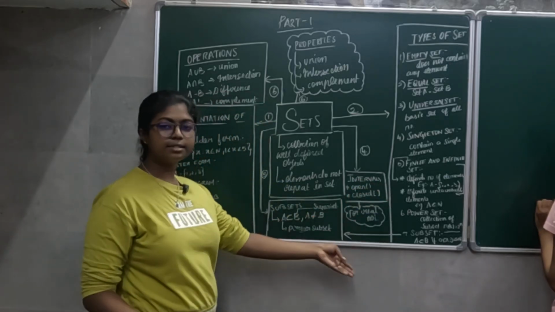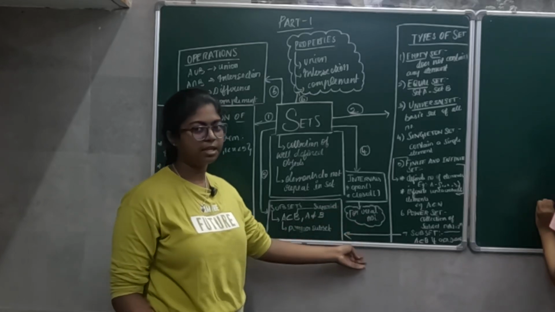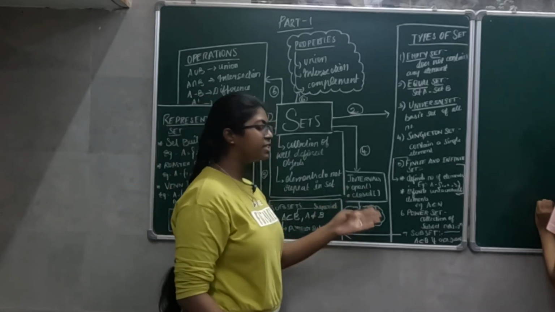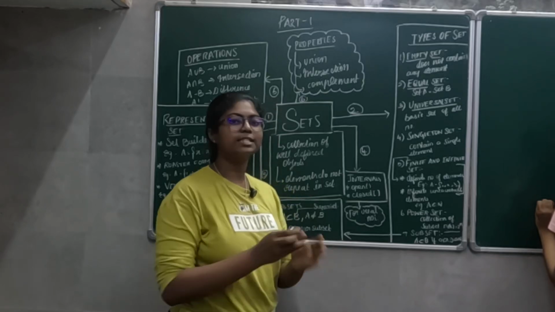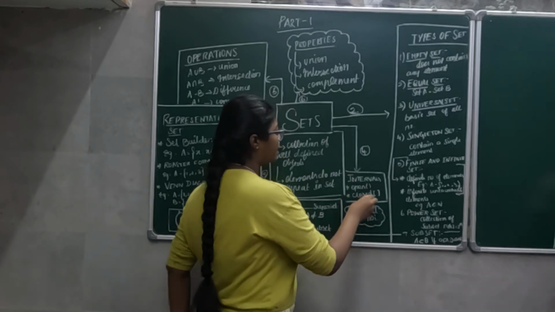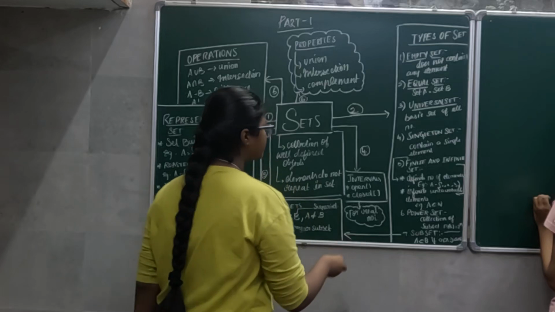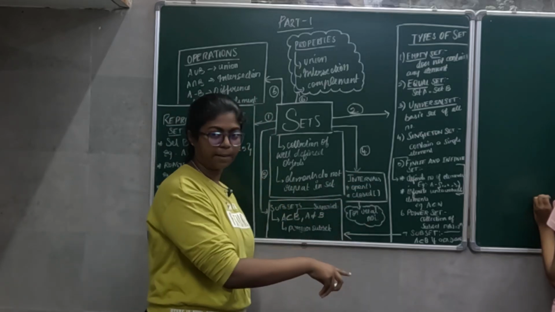Intervals, which we will study later in relations and functions, but we have an introduction to this in our sets chapter. Intervals can be represented in 2 types: one is the open interval, which uses parentheses, and the closed interval, which uses square brackets. This can be applied to real numbers.